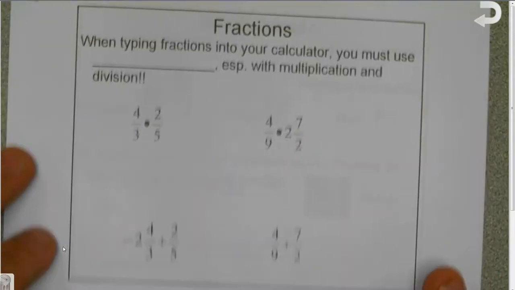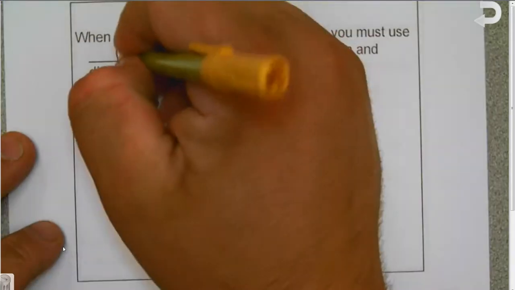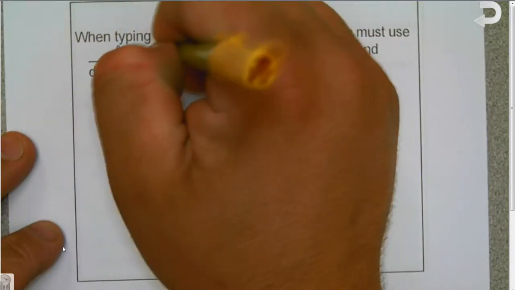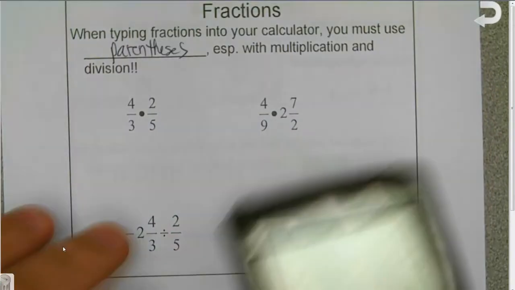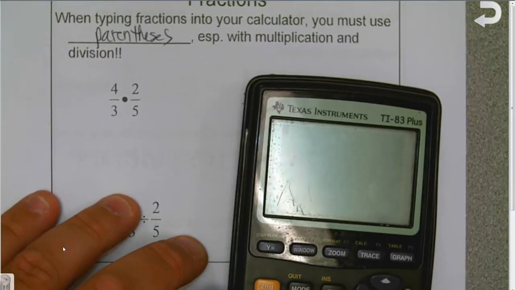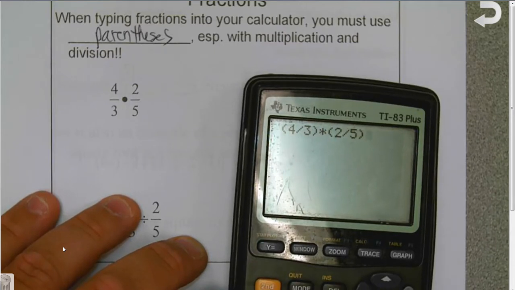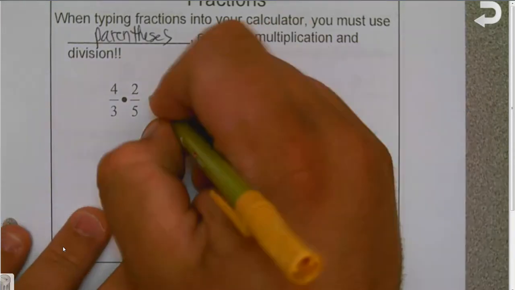One quick thing on fractions. When you're typing a fraction in your calculator, you must use parentheses. So, for example, if I'm doing 4/3 times 2/5, I'm going to go parentheses 4 divided by 3 times parentheses 2 divided by 5. And we hit enter. And then we hit math enter. And our answer is 8/15.